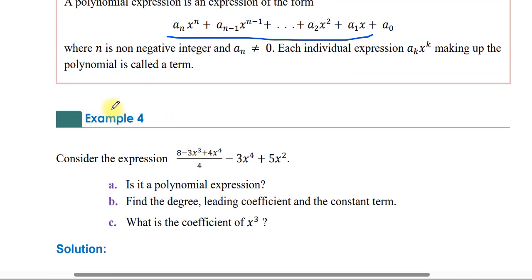Let us see an example. Example 4. Consider the expression 8 minus 3x cubed plus 4x to the power of 4 over 4 minus 3x to the power of 4 plus 5x square. Is it a polynomial expression? Find the degree, leading coefficient and constant term, and see what is the coefficient of x cubed.